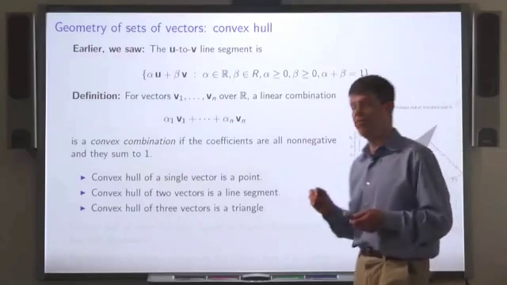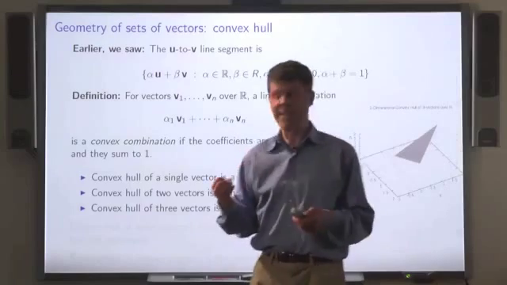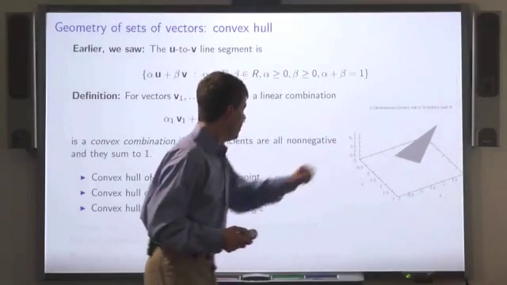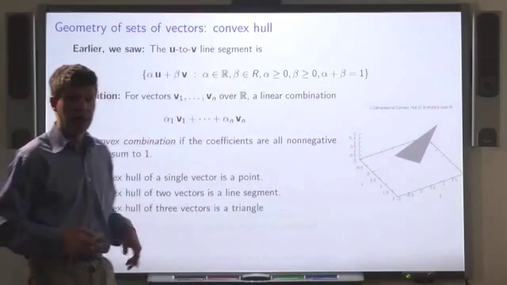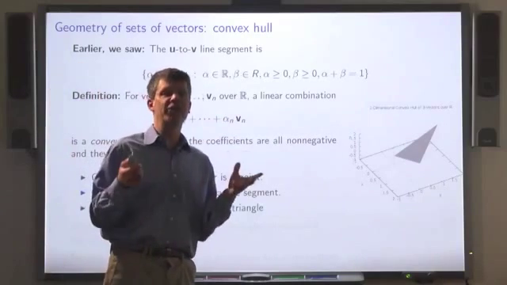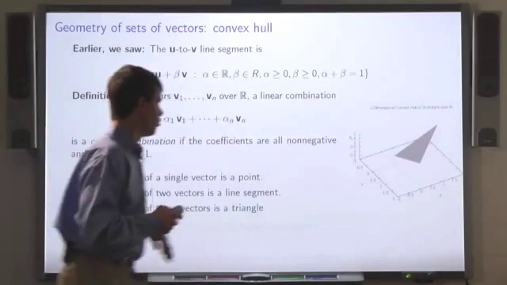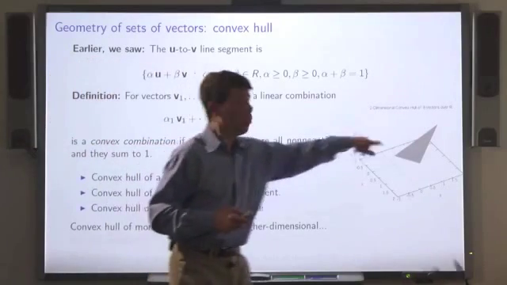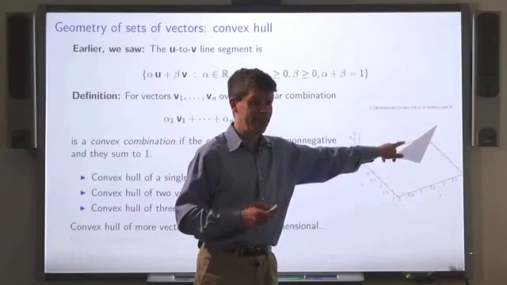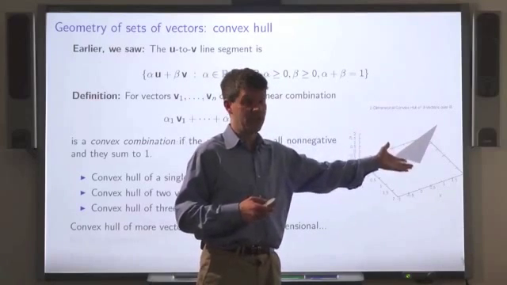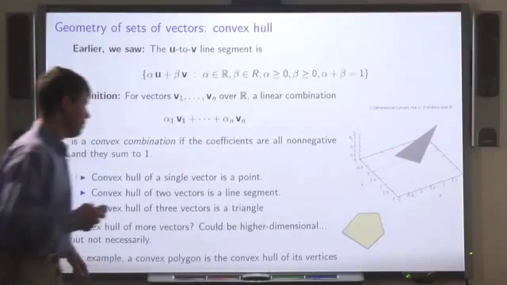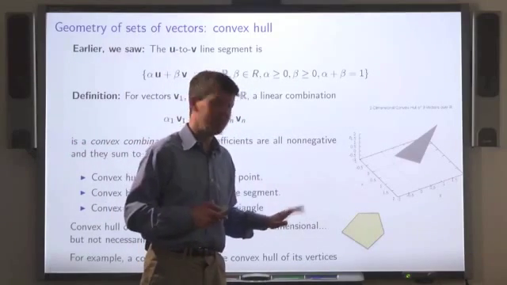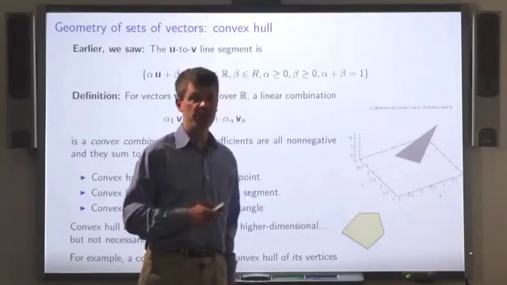The convex hull of 2 vectors is generally a line segment, and the convex hull of 3 vectors is a triangle. So you would think that the more vectors you have, the higher dimensional the object. That's not always true. For example, if these 3 points are collinear, they're in the same line, then their convex hull is a line segment. Similarly, if you have a bunch of points and they're all in the same plane, then their convex hull forms a polygon.